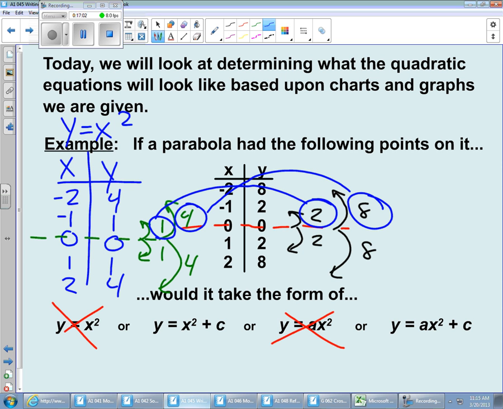We expected it to move by 1. Instead, it moved by 2. That was twice as much as we expected to get. Instead of moving by 4, it moved by 8. That was twice as much as we expected to get. Okay, so it's moving faster than it should, which means we are going to need a value in front of our x squared. So we cannot use this equation because it did not have an a. We can use this one.